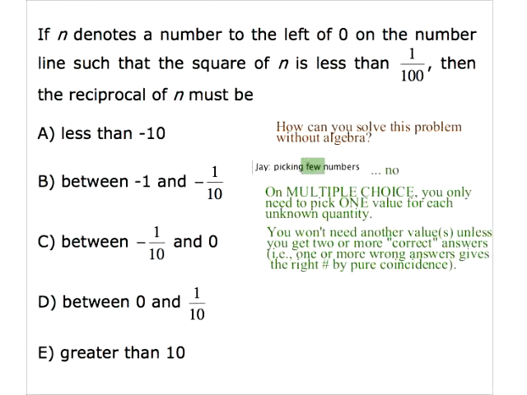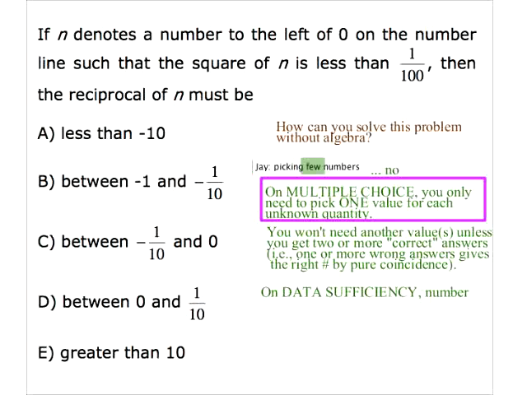The reason I'm addressing this is that there's another type of question where it's essential to pick more than one value, and what kind of question is that? When do you have to pick more than one number if you're doing number testing? Yeah, it's data sufficiency. On data sufficiency, number testing always requires more than one choice for each unknown.